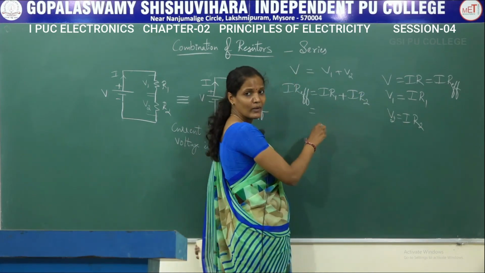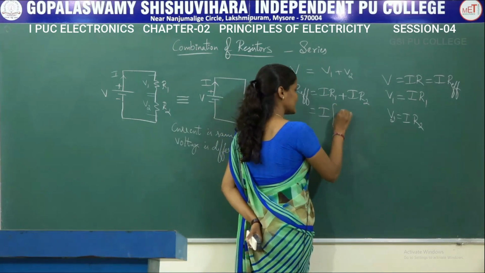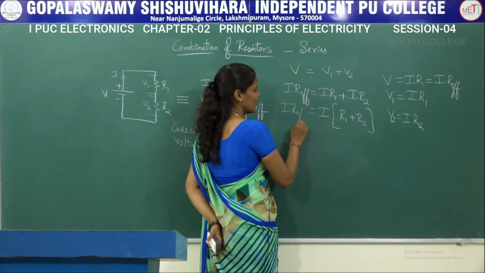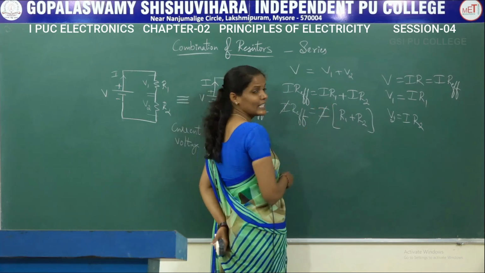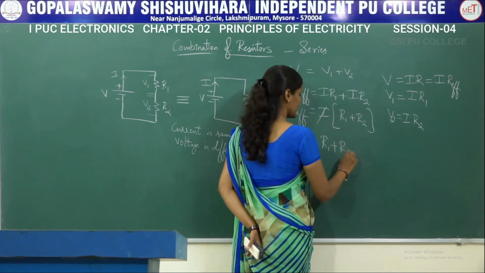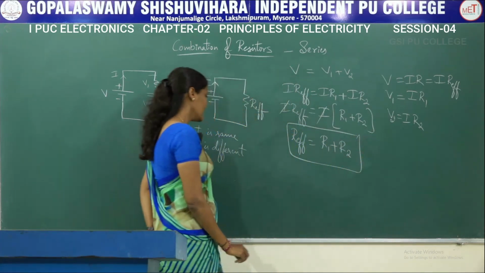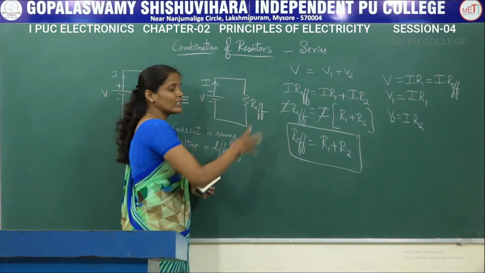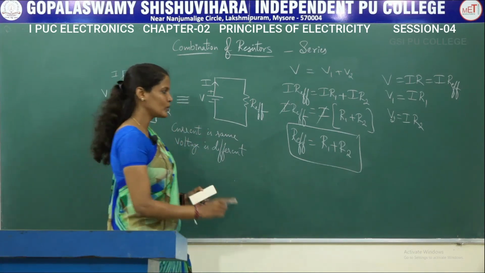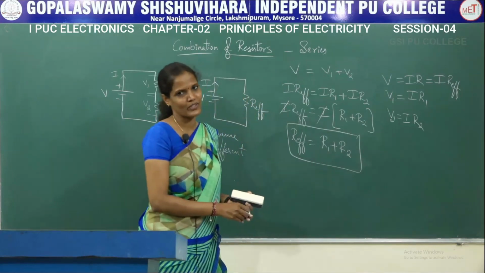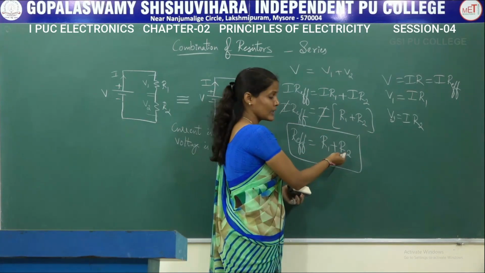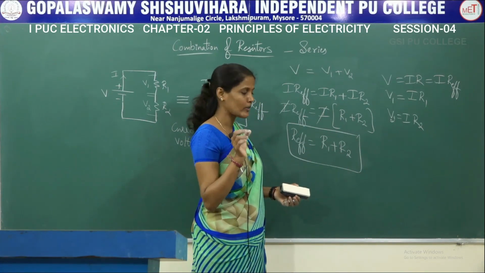But here I is common in these two terms. So when I take I out, we get R1 plus R2. On the left hand side I am having I into R effective. I cancels, and what remains is R effective is equal to R1 plus R2. From this expression, we can see that the R effective, or the total resistance of the resistors when they are connected in series, will be equal to the sum of the individual resistances. That is, if we connect just two resistors, R effective will be equal to R1 plus R2, that too when they are connected in series. You have to remember this.